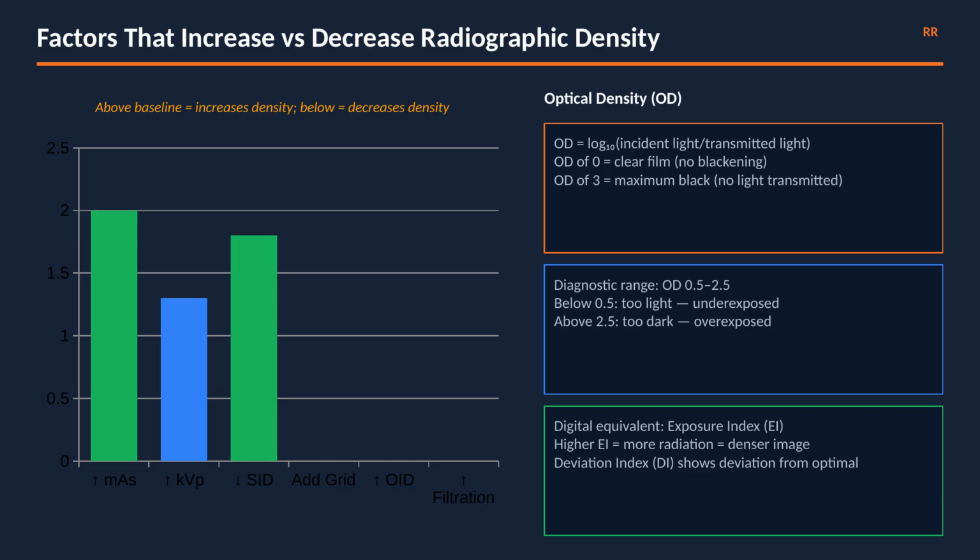OD of 0 is clear film, no blackening. OD of 3 is maximum black, no light transmitted. Diagnostic range, 0.5 to 2.5. Digital equivalent, EI. Higher EI means more radiation reached the detector. DI of 0 is optimal. DI above +1, overexposed. DI below -1, underexposed.